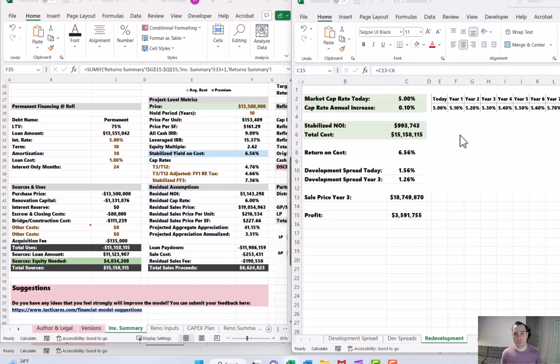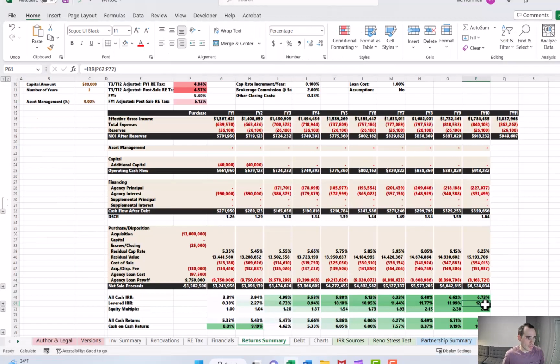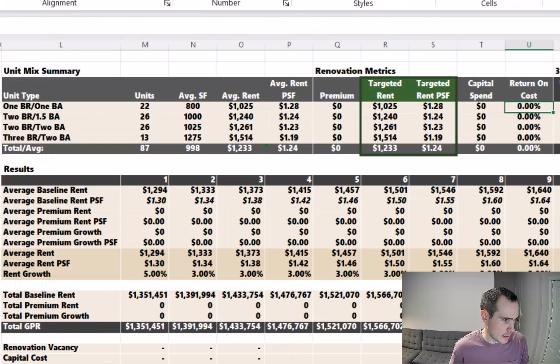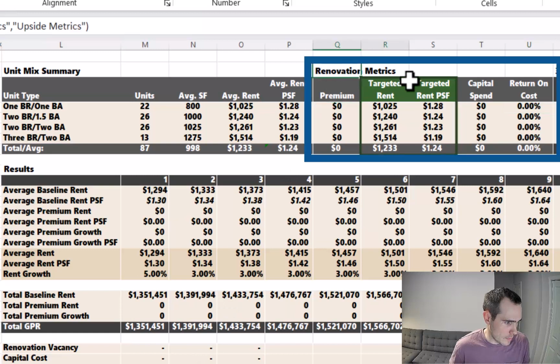The final example I want to walk through is in our value add model. We're going to plug in a renovation plan, but as of right now, we're running a $0 premium and $0 of capital, and that equates to a 10-year IRR of 12.14%. So if we go back to the renovations tab, you can see the renovation metrics are summarized in this section here. $0 premium, $0 capital spend.